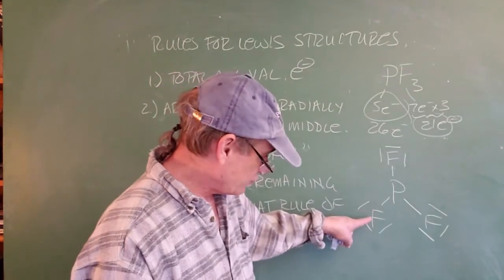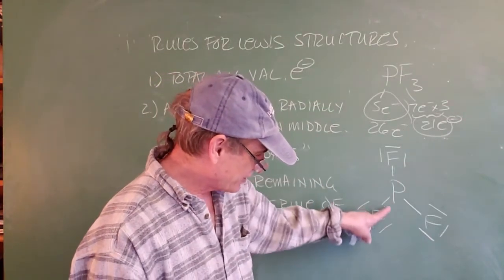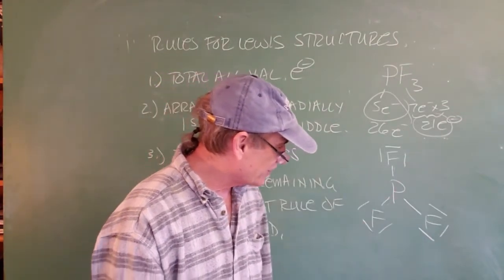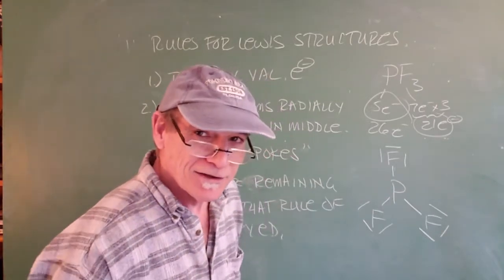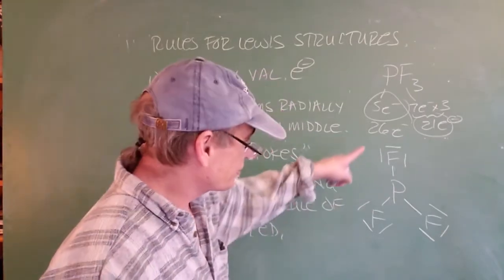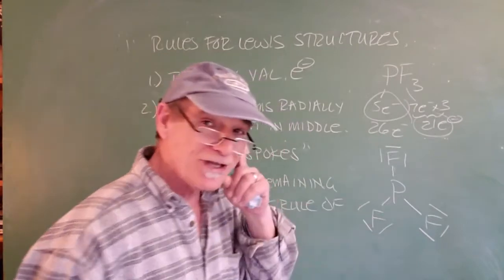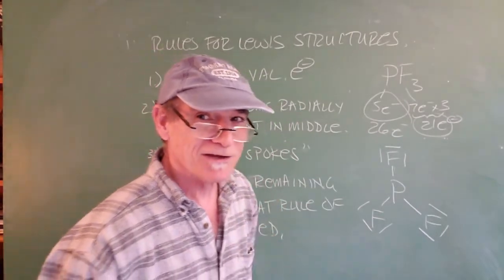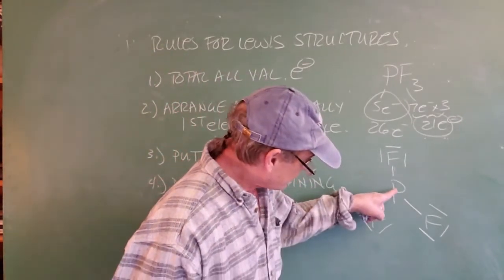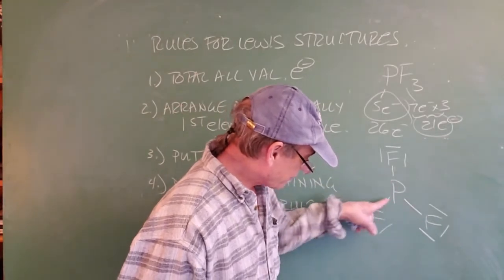There's 8 around each fluorine. I know that because I gave them 6 and they have one shared pair with the phosphorus. I have one pair left to play. I've played 24. I have 26 to put in my picture. And it's pretty clear who needs them. The fluorines have already gotten paid. It's the phosphorus. Now, the phosphorus has 3 shared pair there.